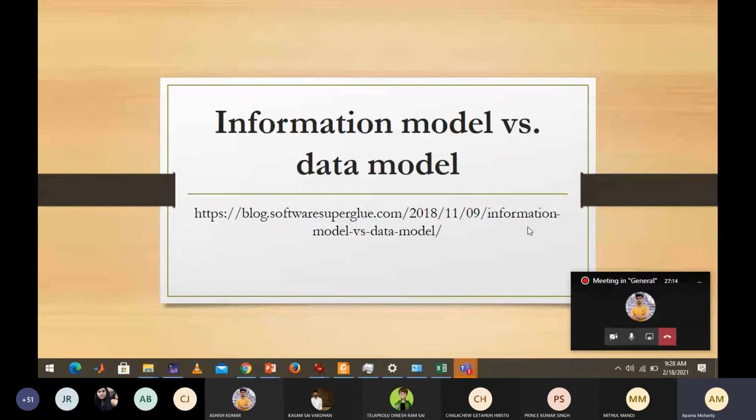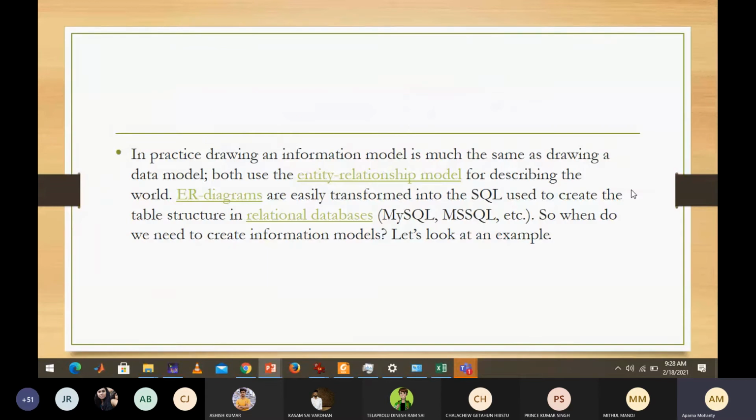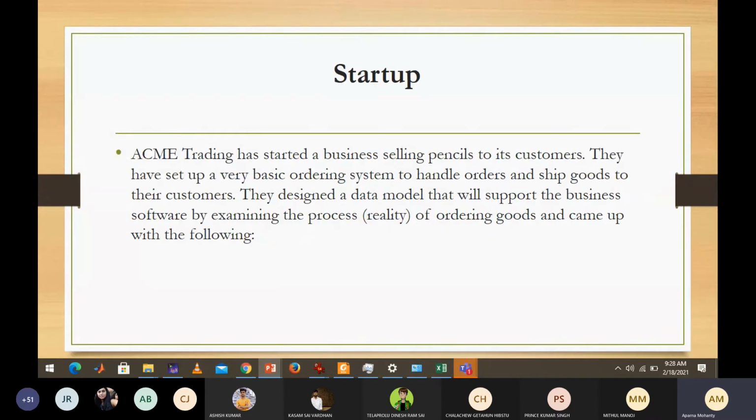Okay, so the thing which I told you: the information model versus the data model. Next, what is information and data? Since we missed the previous class, I'm just trying to cover more in this class. So let me give you one example of a company called ACME. One second.